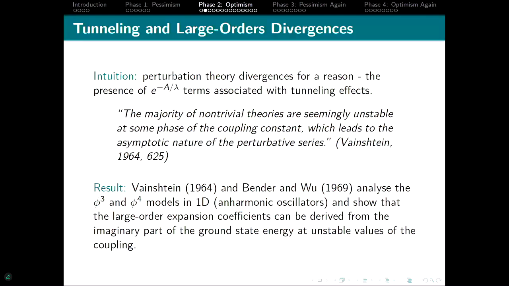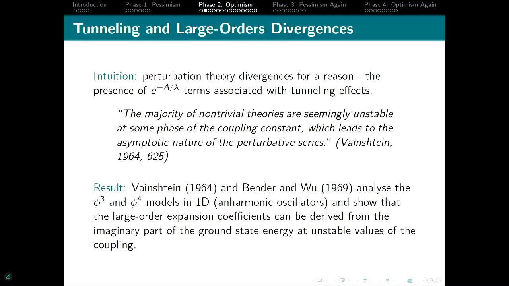So as I was saying, these authors start off by analyzing quantum mechanics models rather than quantum field theories, what are called anharmonic oscillators. These are generalizations of the harmonic oscillator, where you add an additional higher order term to the Hamiltonian of the harmonic oscillator. And they can be understood as one-dimensional analogues of scalar field theories. So this phi to the 3 model that I was talking about earlier, and the phi to the 4 model, the standard textbook toy model of QFT.